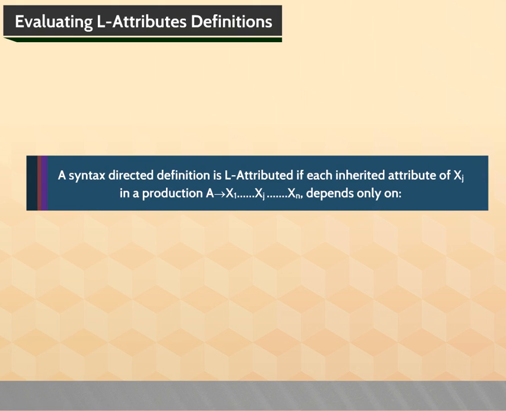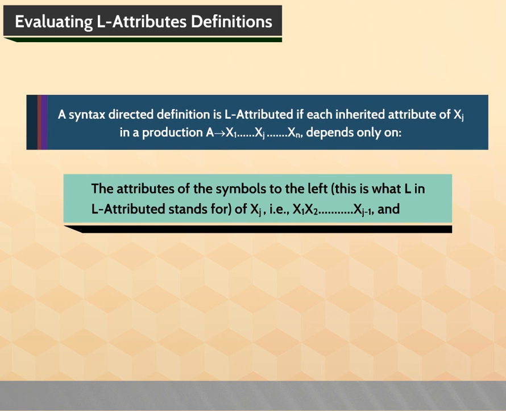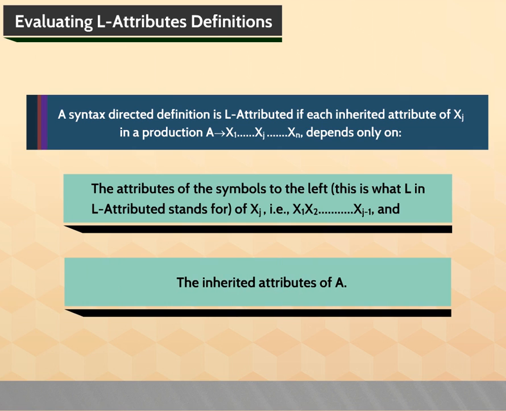A syntax-directed definition is L-attributed if each inherited attribute of Xj in a production A produces X1 up to Xj up to Xn depends only on the attributes of the symbols to the left, that is, this is what L in L-attributed stands for, of Xj, that is, X1, X2 up to Xj minus 1, and the inherited attributes of A.